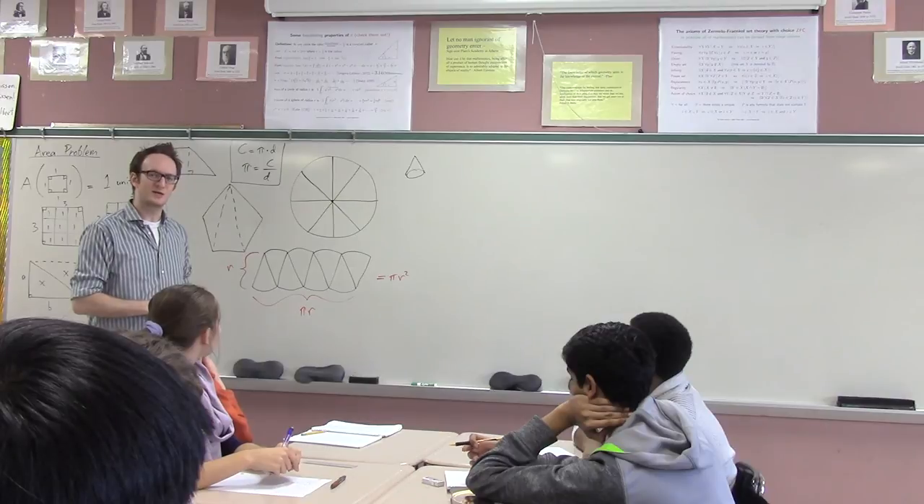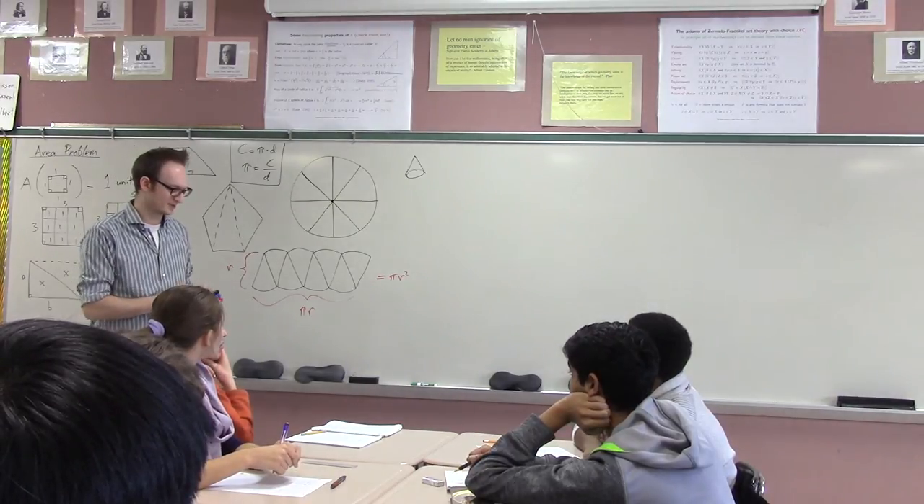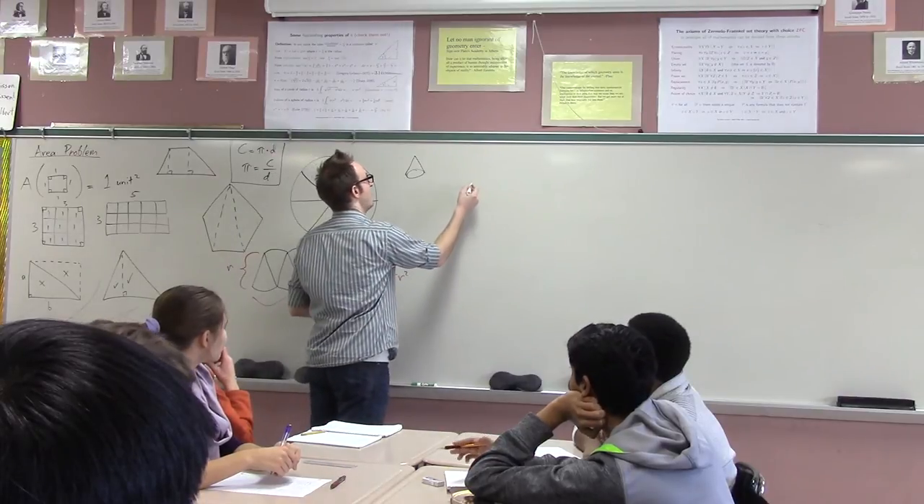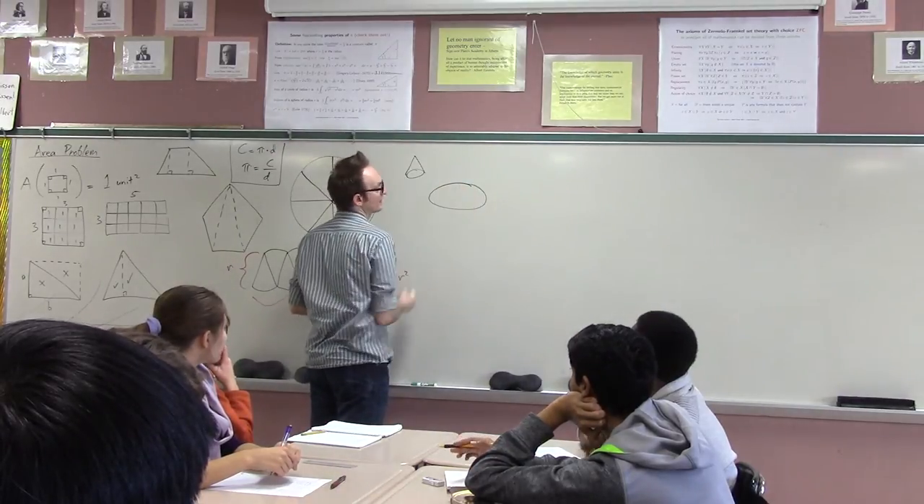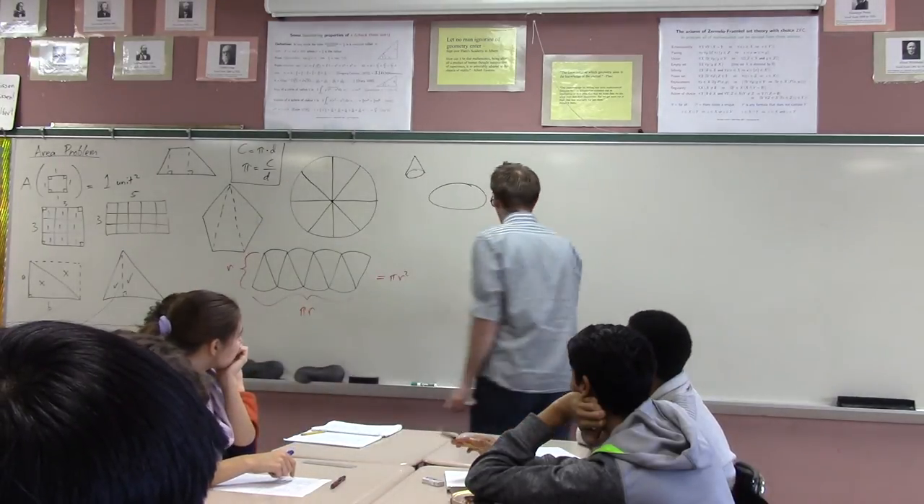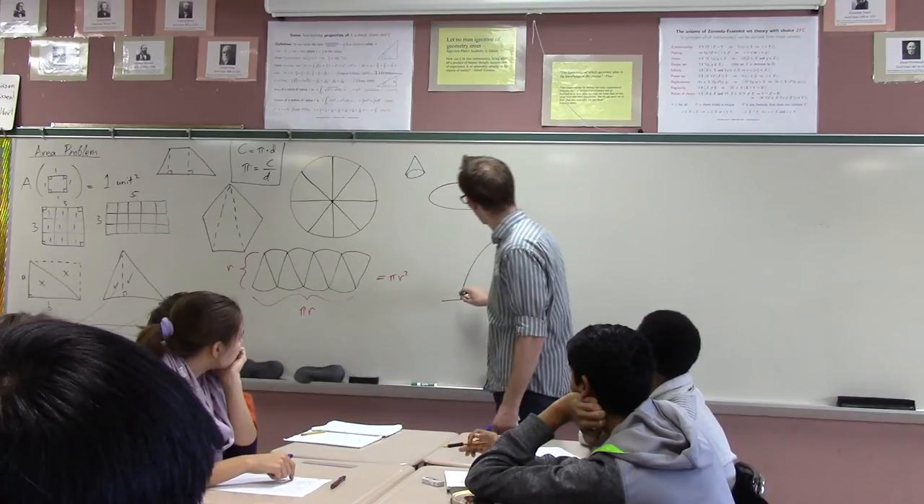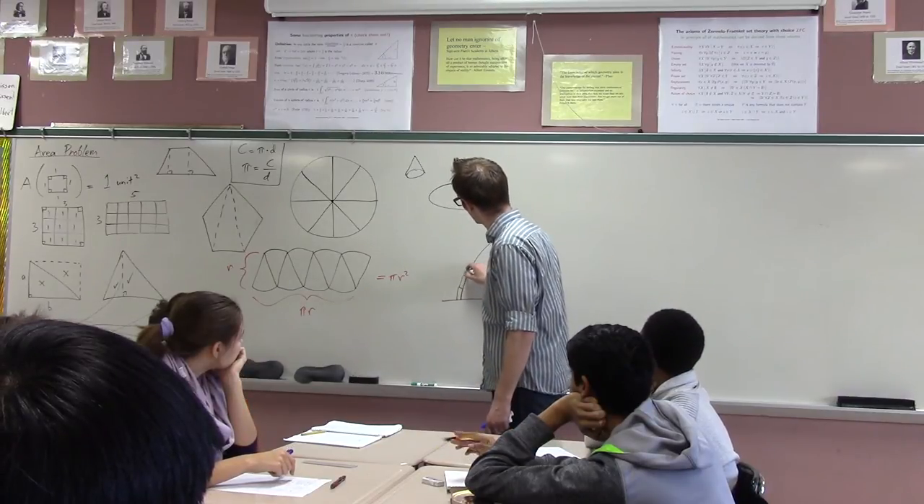At some point though, it starts getting really, really hard. Maybe I want to find the area of an ellipse. I see no obvious way to do that, or maybe there is an obvious way, I don't know. What if I want to find the area of a parabolic arch? So what if I have, say, these are bricks or whatever.